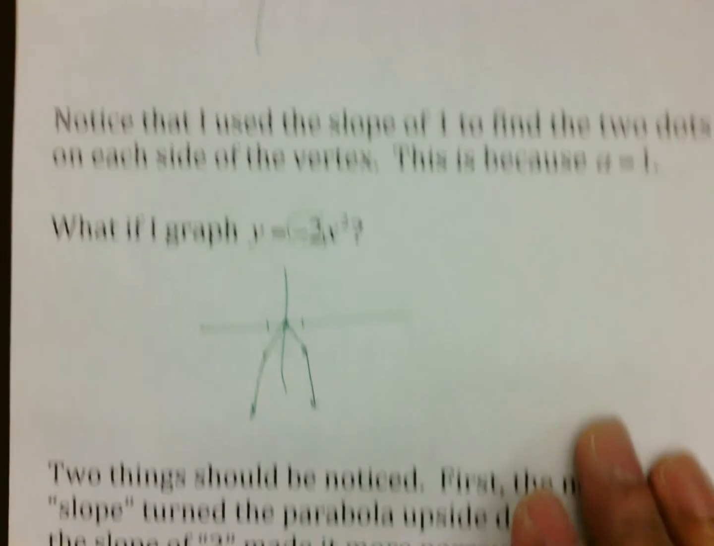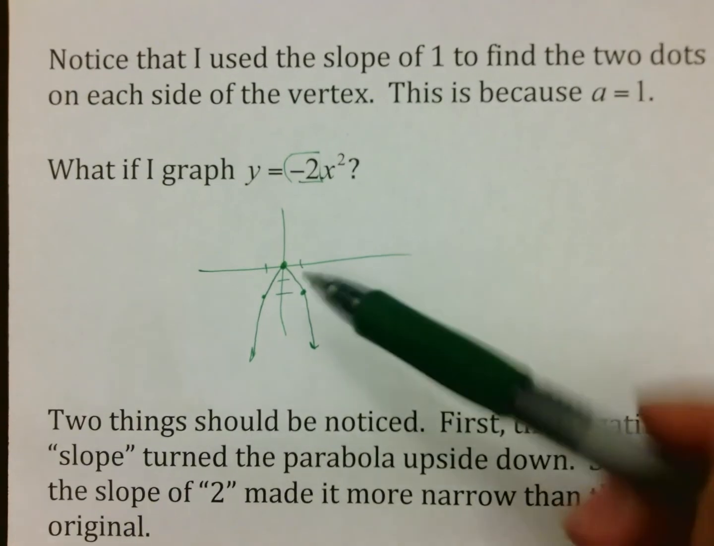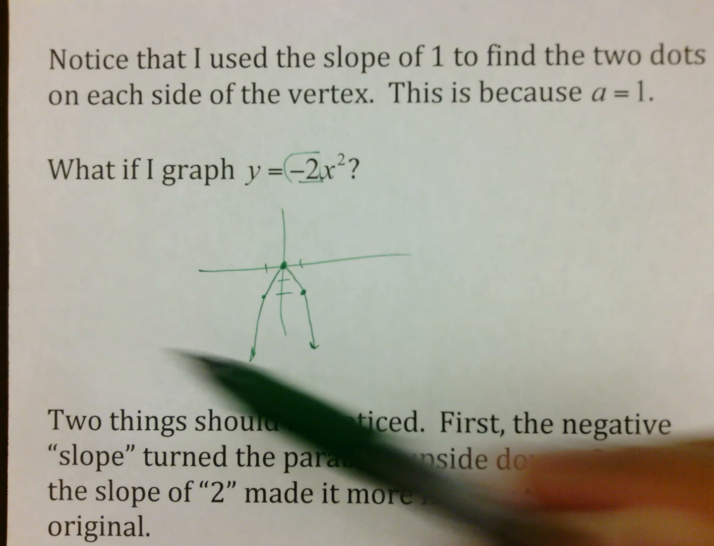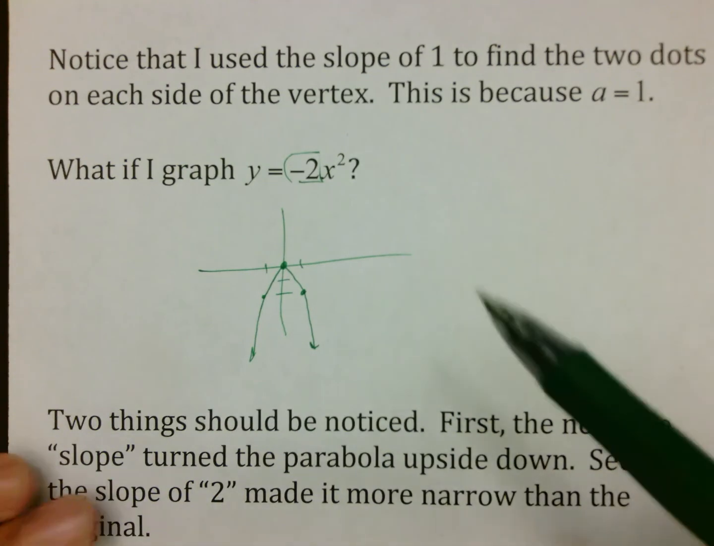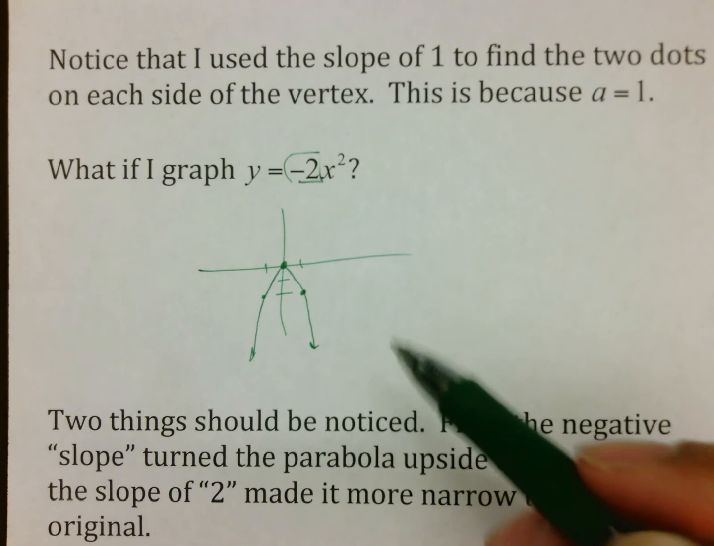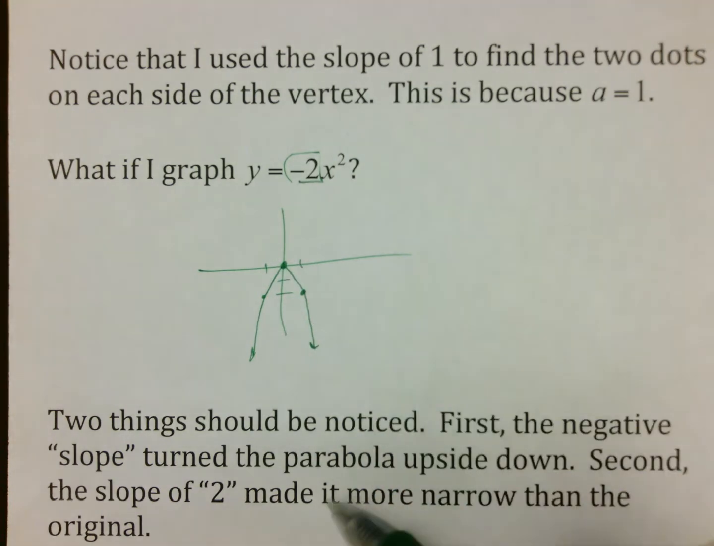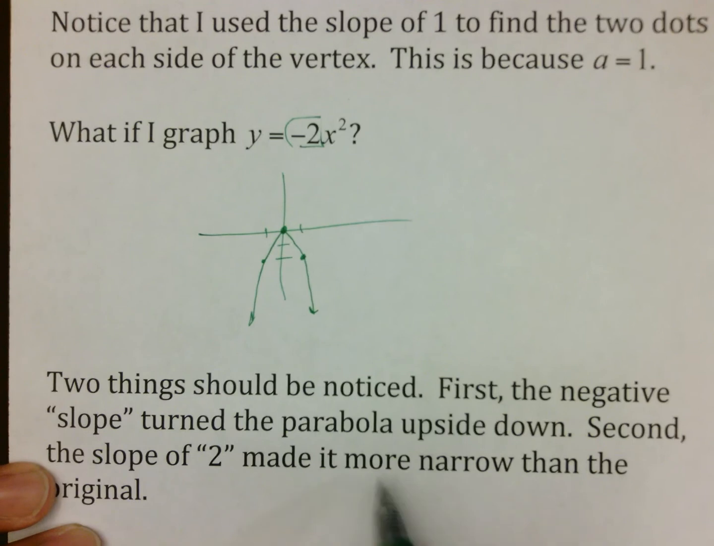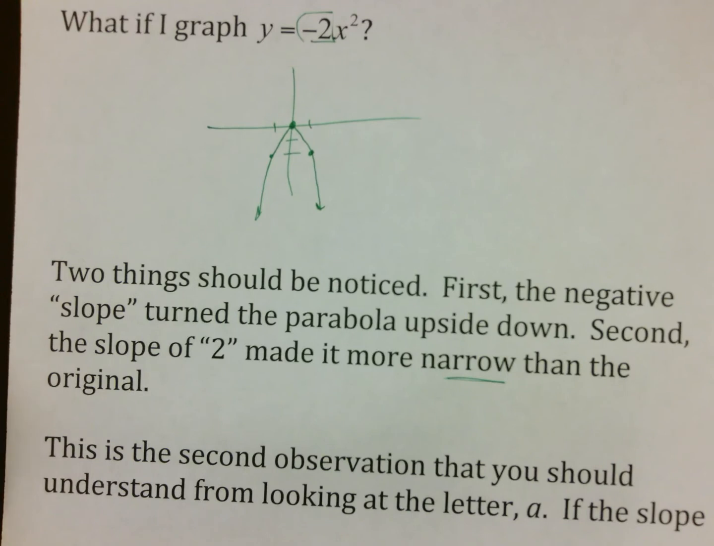Two things should be noticed from this. First off, the negative slope, this one right here, turned the parabola upside down because I had to go down and over, down and back in order to graph it. The second thing you should notice is, because my slope, even though I did it in a cheap way, has a step of 2 down, 1 over, it actually made it more narrow than it was originally. And that is the second observation that you should notice.